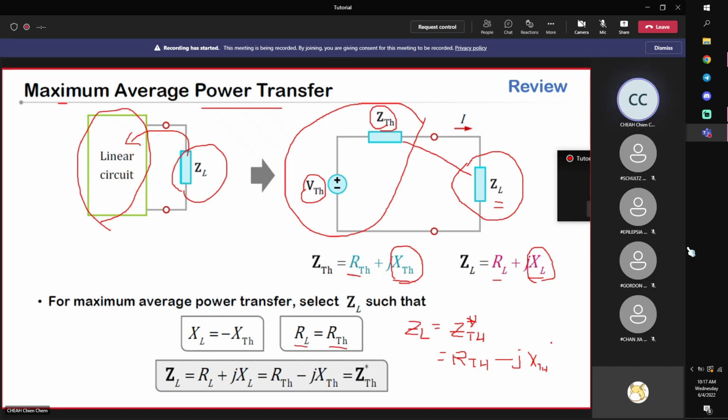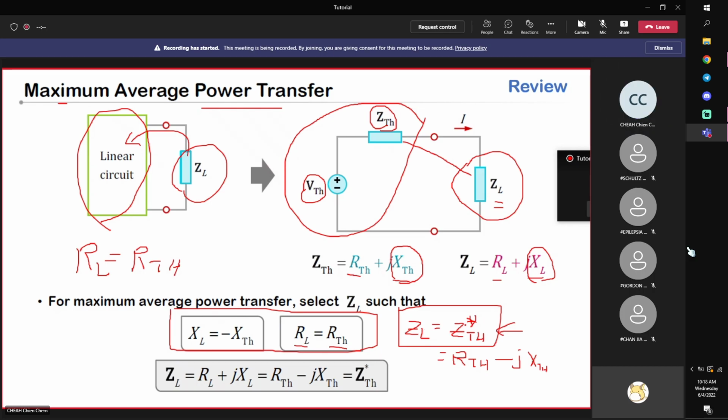So you must remember these conditions. Either way is fine, but I think this is easier, because for the resistor case, remember you just have RL equal to RTH. For the impedance form, there's this additional cross. ZL equal to ZTH complex conjugate. So this is easier to remember.